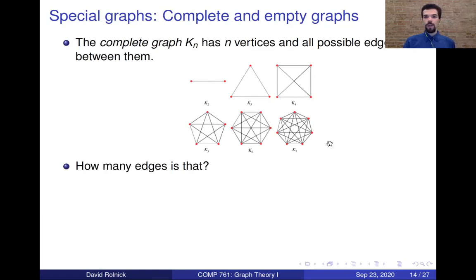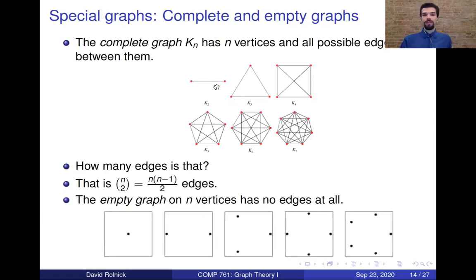Cool. So yeah, we have the binomial coefficient, as we just recently saw. N choose 2, because you have to pick 2 different vertices to have an edge. N choose 2 is just n times n minus 1 over 2 edges. Great, that's the number of edges in a complete graph.